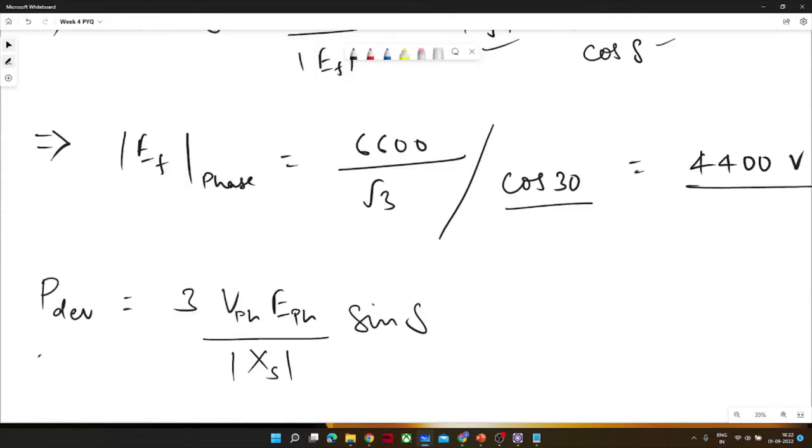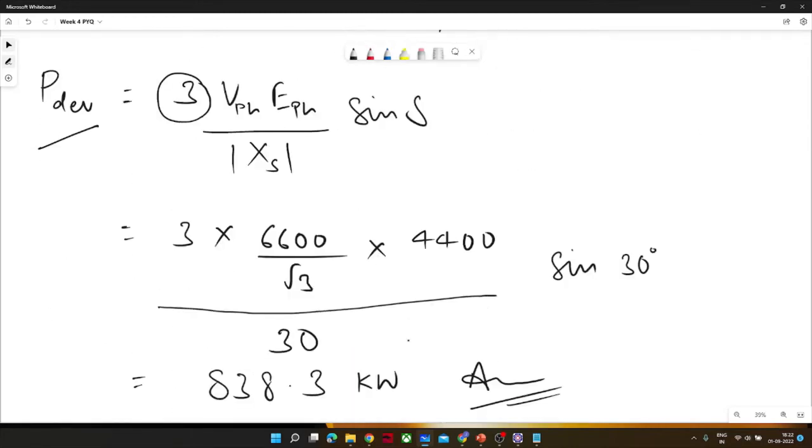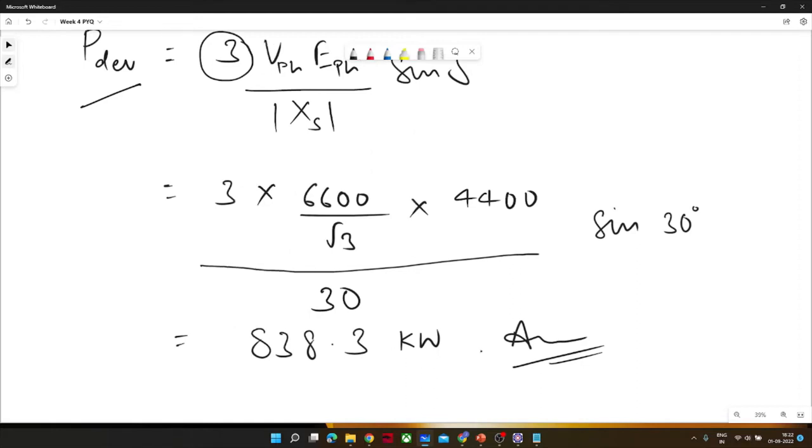Now to calculate the developed power, we should always remember to multiply it with a factor of three because it is a three phase. If you do not want to worry about the factor of three, you should take the line value of all the terms. But it is better you break into phase components and proceed. So here I multiply three times V phase E phase by Xs sine delta, and I did that mathematical calculation, and I get 838.3 kilowatt of developed power in the motor.